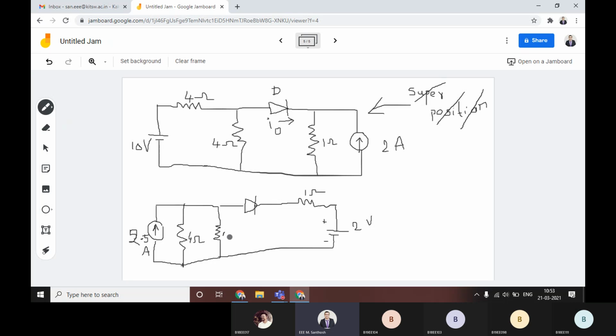Then this is 4 ohm and this one is also 4 ohm. If both are in parallel, what is the equivalent? That is equal to 2 ohm. This is 2 ohm combination.